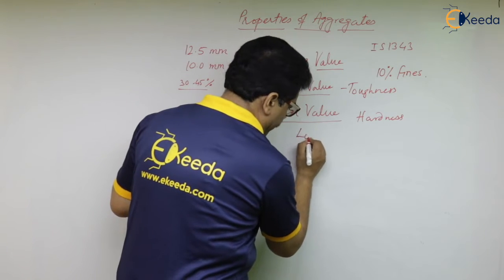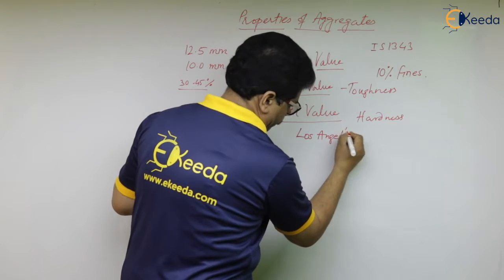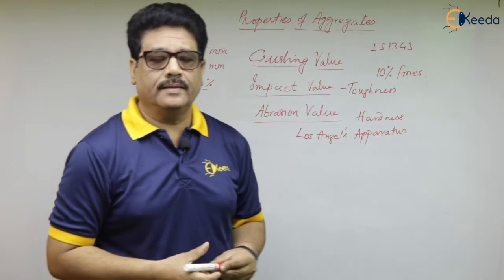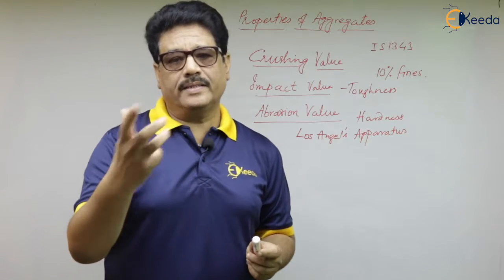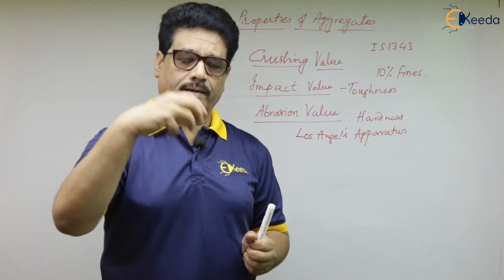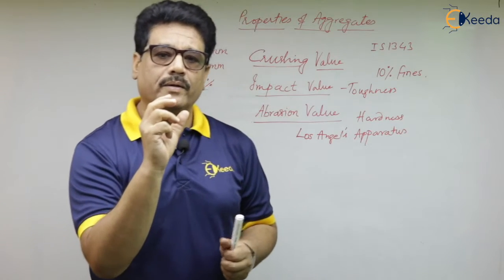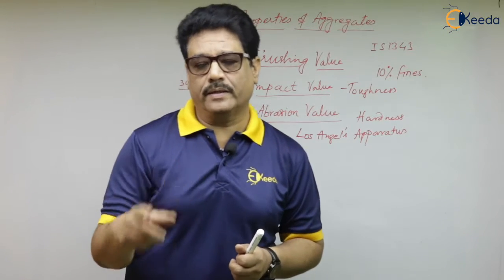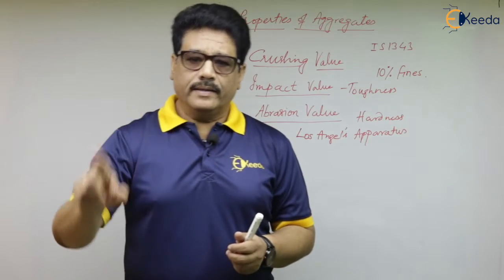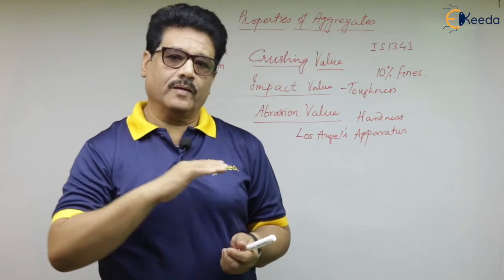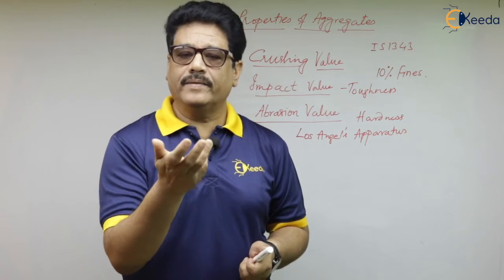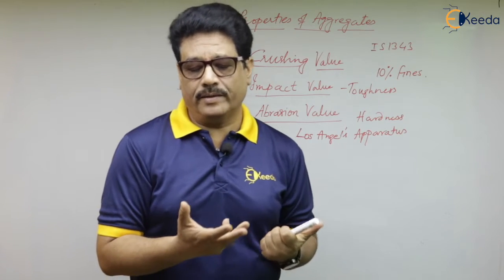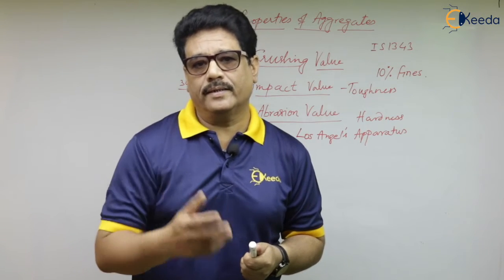There is one more equipment, there is a Los Angeles apparatus. A drum is there in which we have to put the aggregates, and there are a specified 12 number of balls, and the rotations are given, about 500 revolutions, and in that process there is a friction or wearing of the aggregate surfaces, and we get powder finally. How much is that? Again, we have to compare with the original weight of the aggregates, and then we have to report that as an abrasion value.